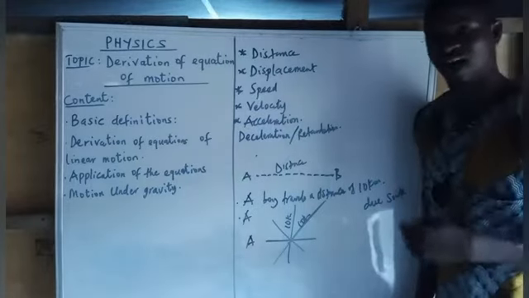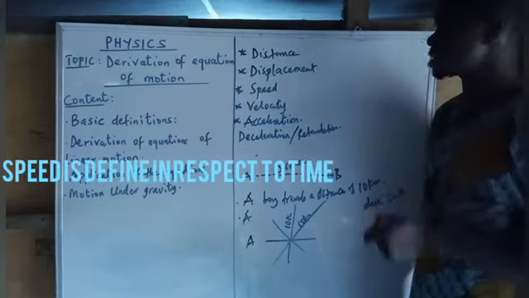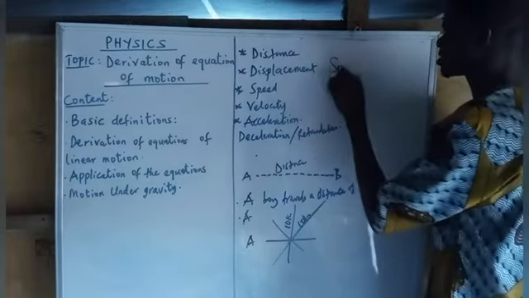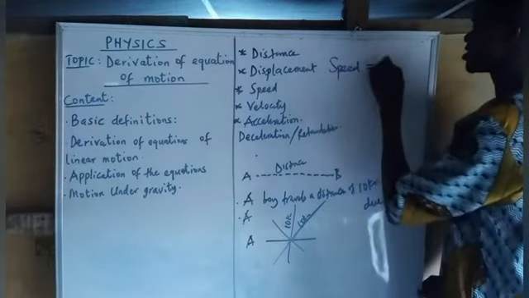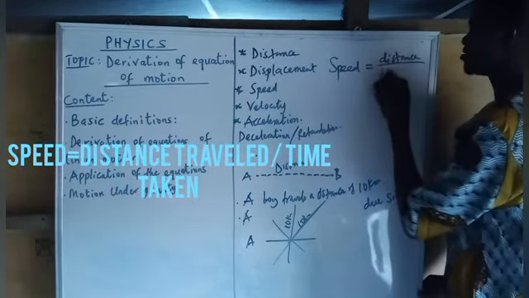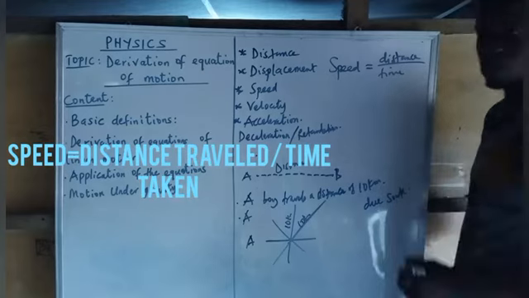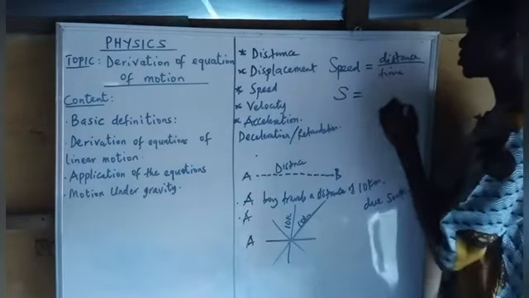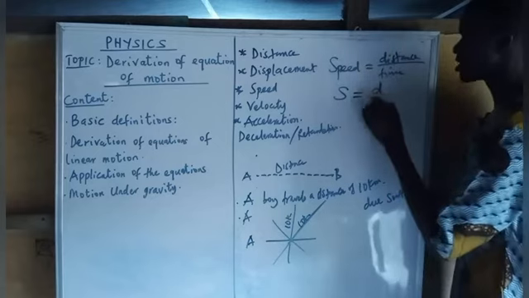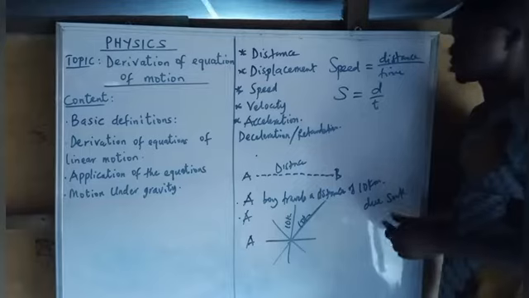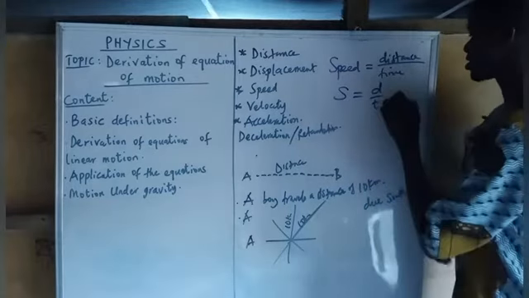We define speed as the distance covered with respect to time. That is, speed is defined as distance traveled over the time taken, which we can express as S equals distance over time. So speed is also a scalar quantity.